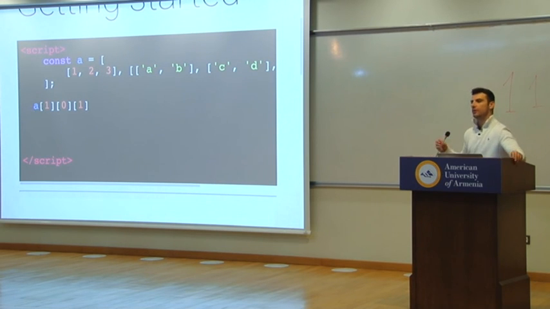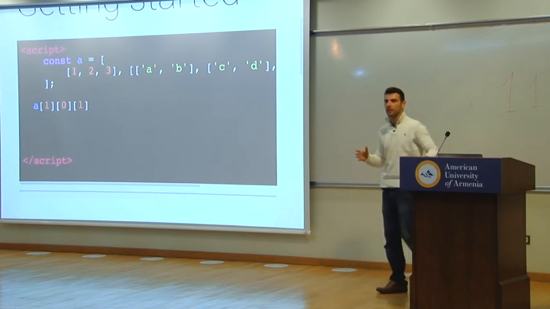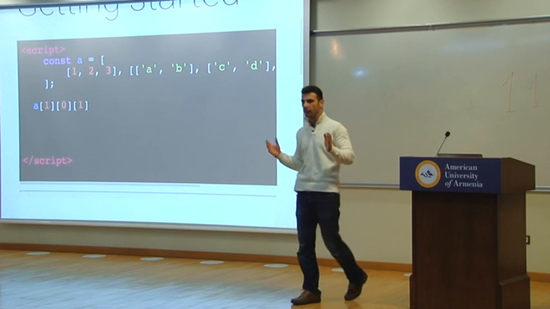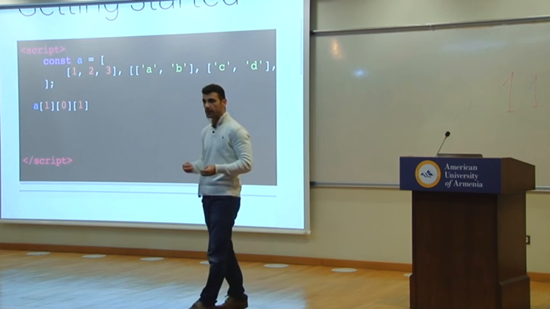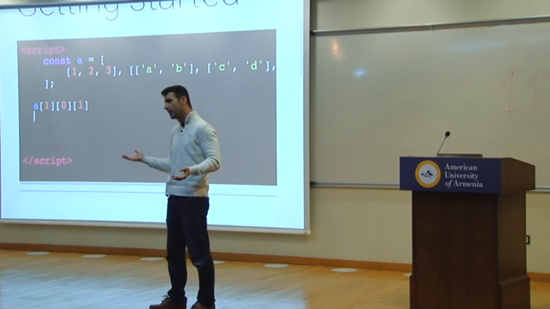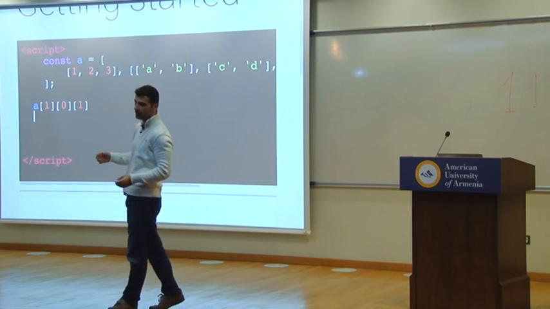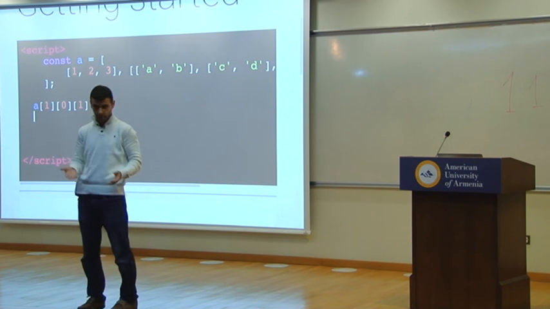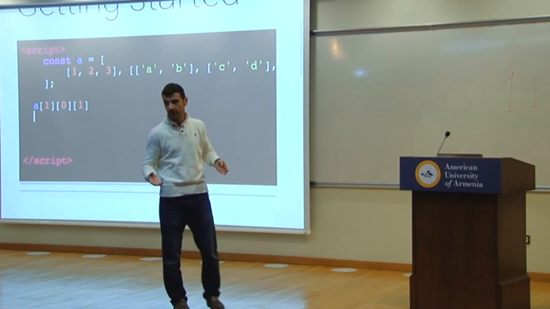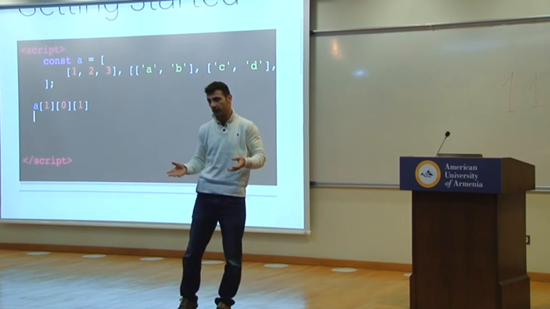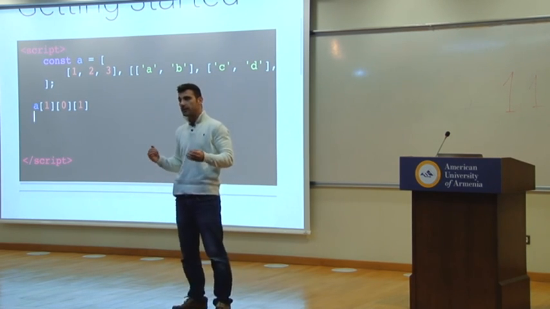Remember, again, I'm going to repeat this one more time to keep it very simple. An array is a list of things, a list of values. It can be a list of numbers. It can be a list of strings. It can be a list of booleans. It can be a list of functions. You can have functions in your array. A list of objects, a list of arrays. That is to say, a list of lists. A list can contain lists.